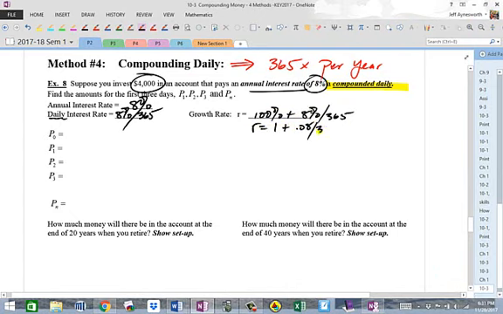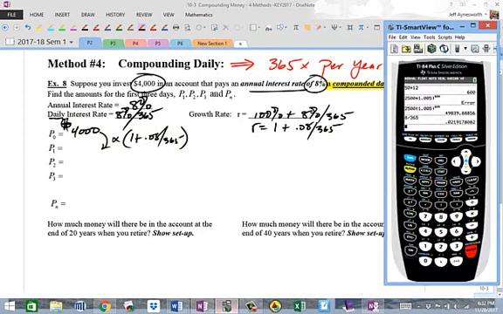So we start off with $4,000 initial investment. We multiply it by our growth rate, which is 1 plus 0.08 divided by 365. So let's do that. Enter in your initial investment. Use parentheses now. You have to do that. Every calculator has parentheses. So times 1 plus 0.08 divided by 365. That gives us our daily interest rate there.